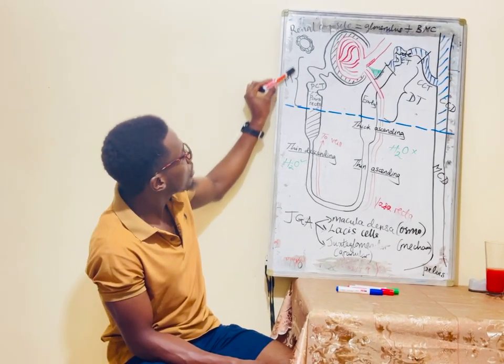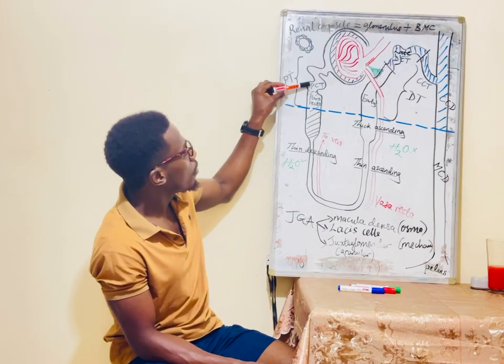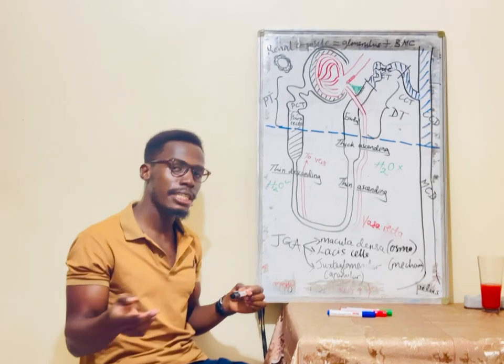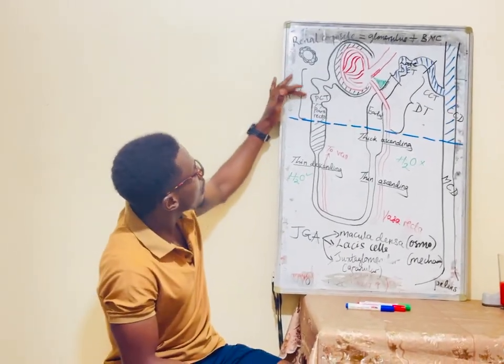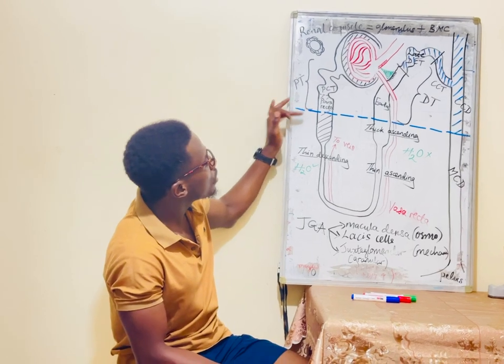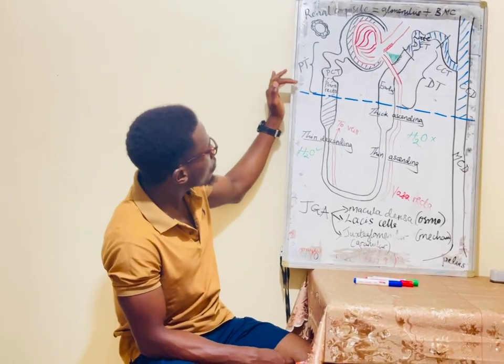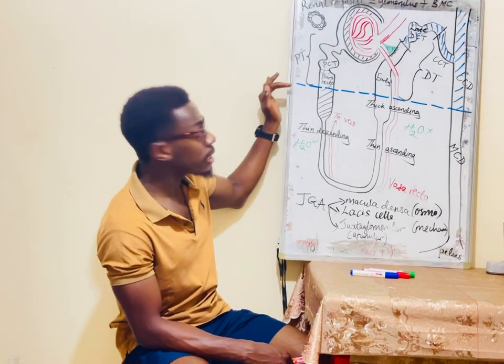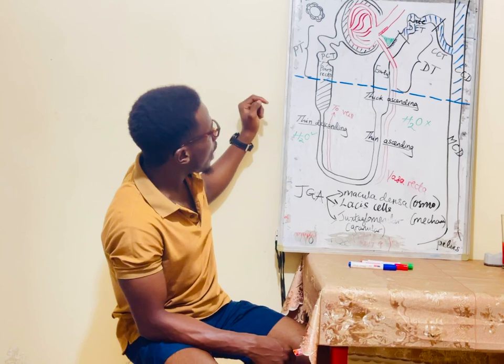So we have the proximal tubule, which is divided into the proximal convoluted tubule. Convoluted means it is folded or serpentine. And then we have the straight part of the proximal tubule, what we call the pars recta. So the juxta-medullary nephron will dip, or dive, into the medulla.